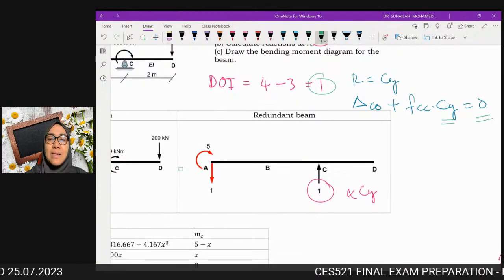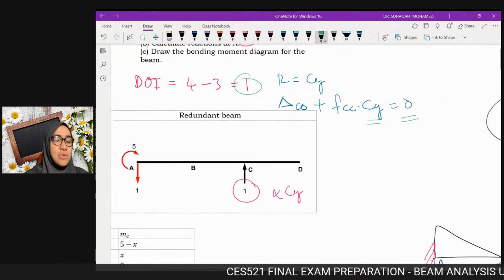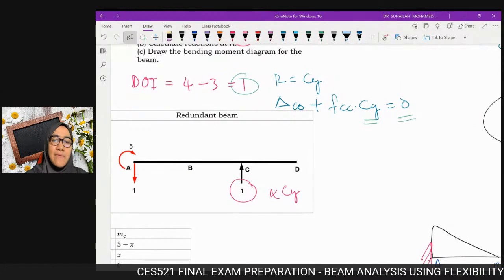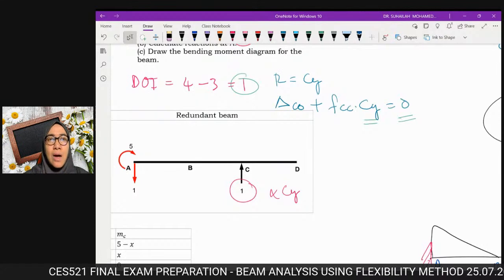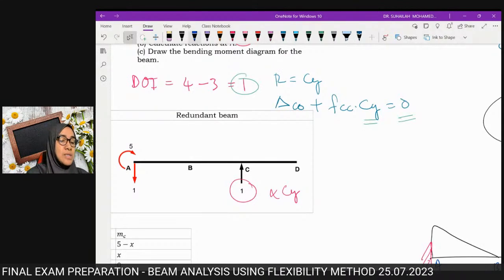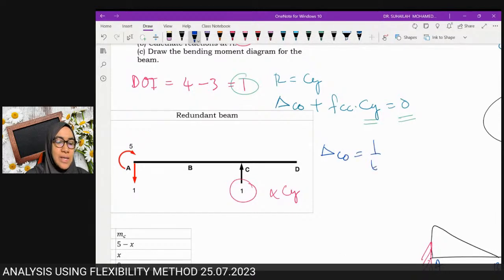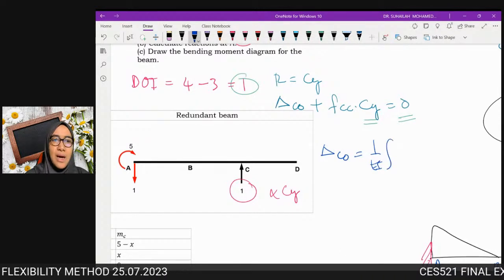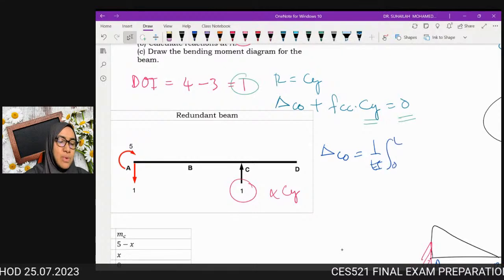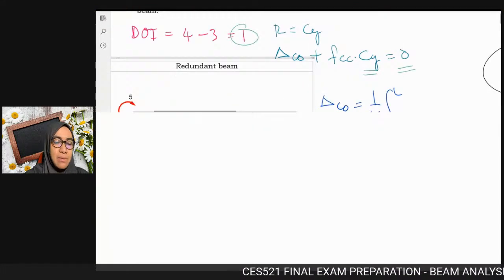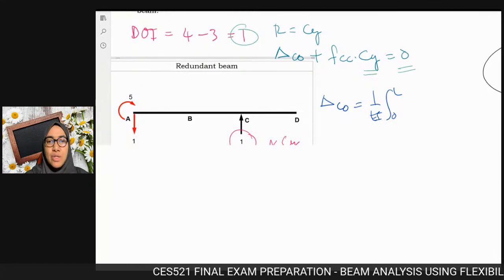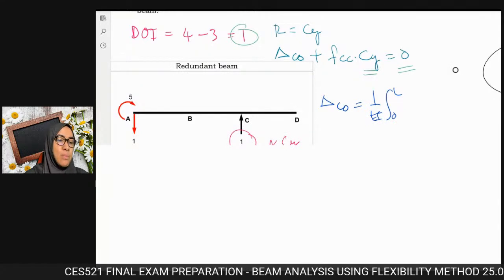So what is delta C naught? What is FCC? These two are displacements. Delta C naught is 1 over EI, from 0 to L, and we have to integrate the two moment equations.